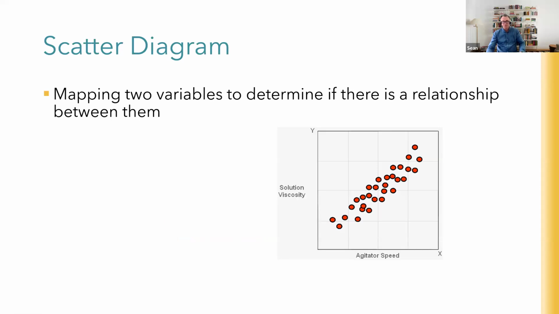Then the other one that you already know is another one, 2 variables to each other. So one of them isn't time, and you're looking to see if there's a relationship between them. So in this case, if that was your output between solution viscosity and agitator speed, you would say there is a high degree of interrelationship between those 2 variables. If there wasn't, they would be scattered all over the place. So obviously that's what that indicates. So that's the scatter diagram.